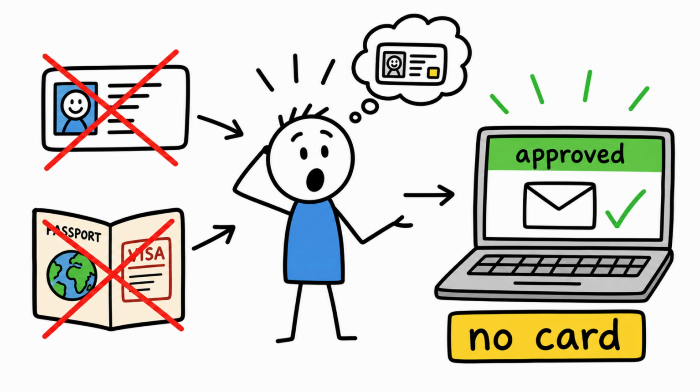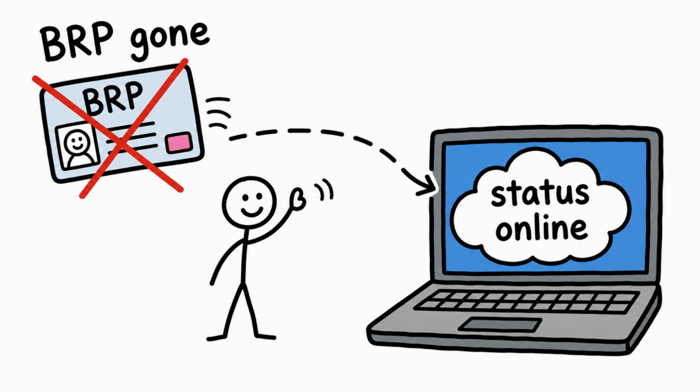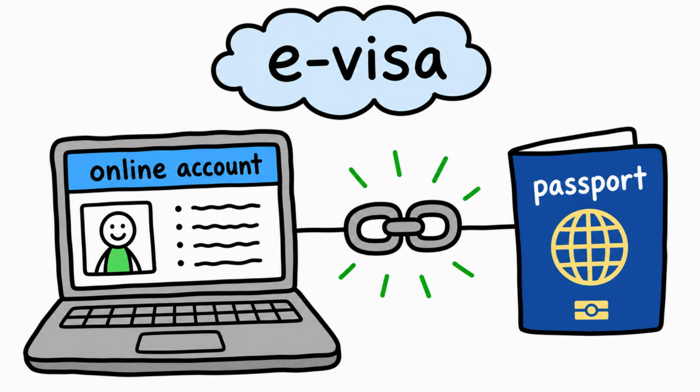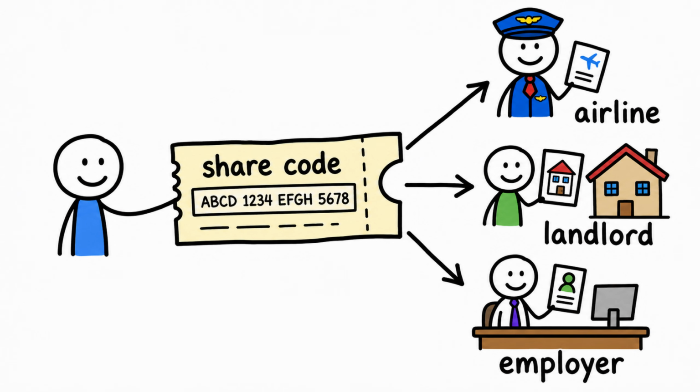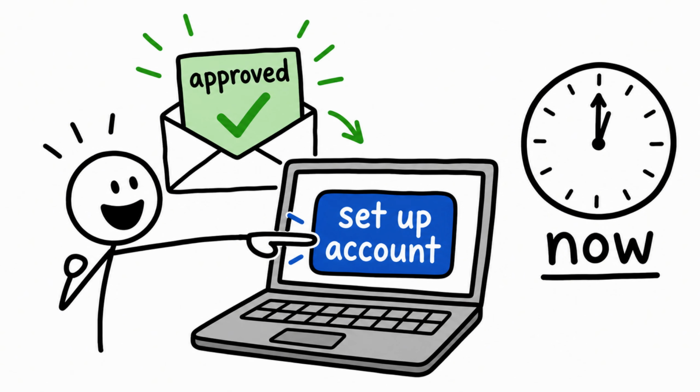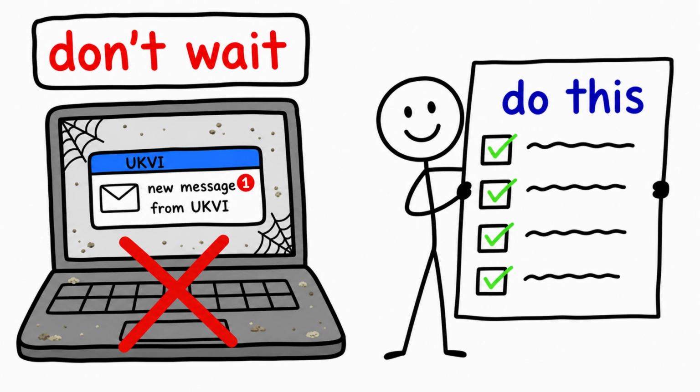Once you're approved, here's the part that catches people off guard. You don't get a card or a sticker in your passport. The old biometric residence permit, that's gone. Your status now lives entirely online as something called an eVisa. You create a UKVI account, you link your passport to it, and that account becomes your proof of status. From it, you generate something called a share code, which is what you give to airlines, landlords, and employers to prove who you are and that you're allowed to be here. So the moment you're approved, go and set that account up. Don't leave it sitting there.